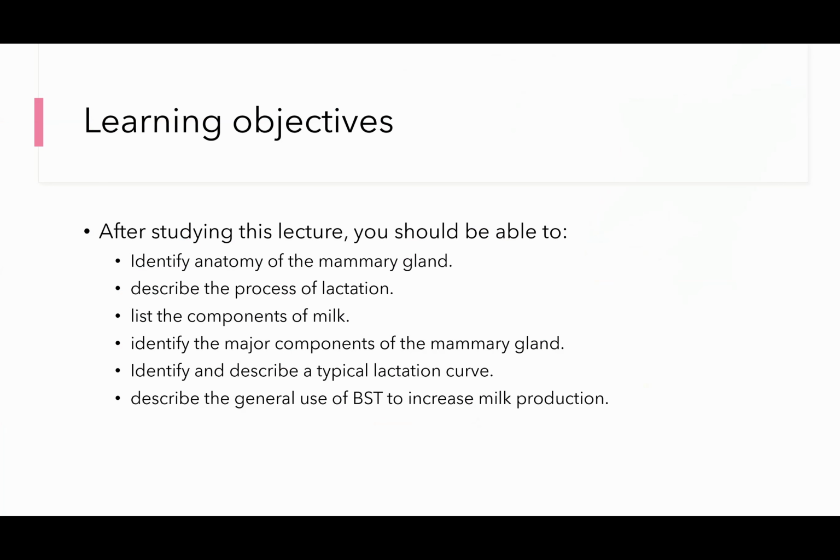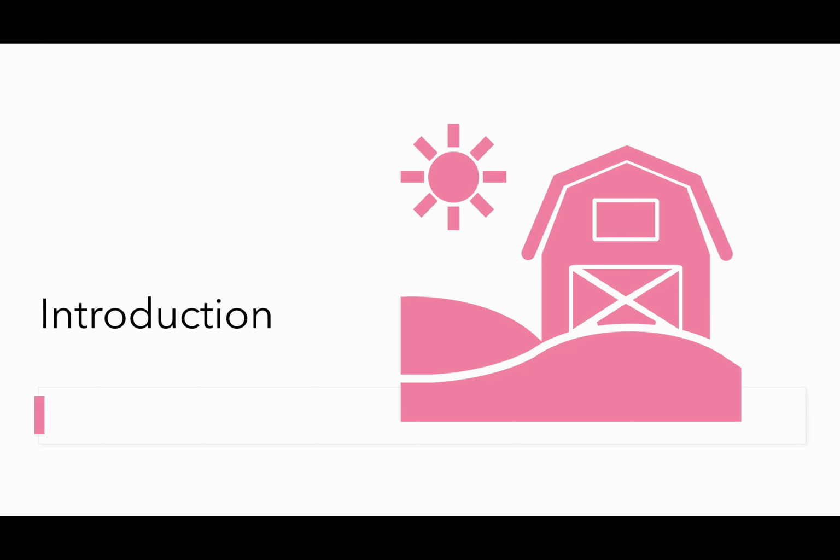Overall, our learning objectives are to identify some of the anatomy of the mammary gland, describe lactation and components of milk, and look at lactation curves. We're also going to briefly introduce the concept of using BST, or bovine somatotropin, to increase milk production.